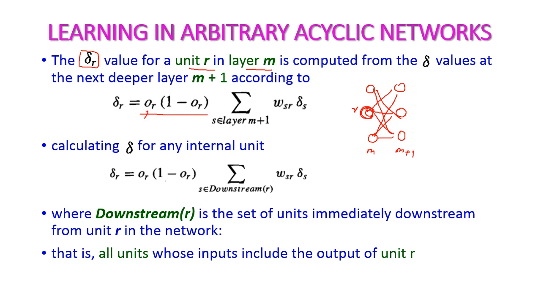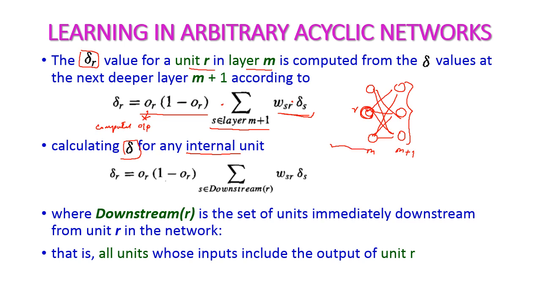OR is nothing but the computed output. Computed output into 1 minus OR, multiplied by summation of S belongs to layer M plus 1, of WSR into delta S. Now calculating delta for any internal unit.